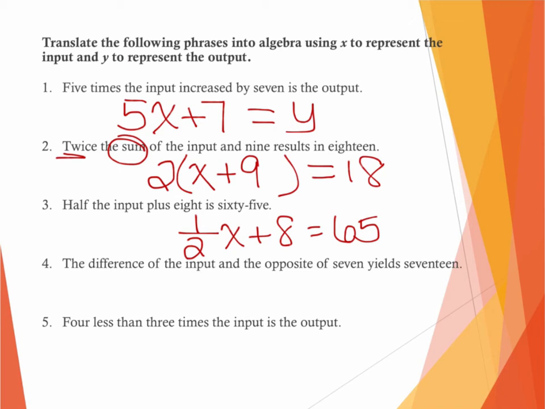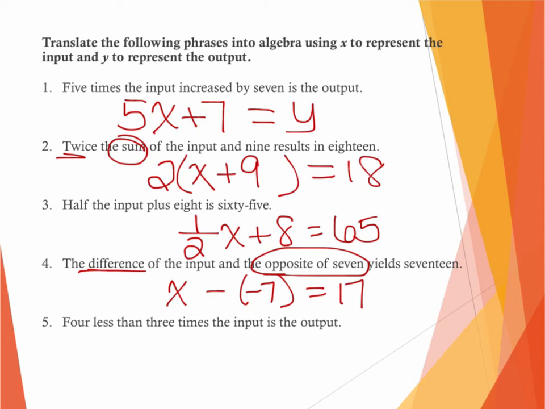Phrase 4, the difference of the input and the opposite of 7 yields 17. So difference is going to be subtraction of the input and the opposite of 7. So the opposite of 7 is -7. And that yields 17.